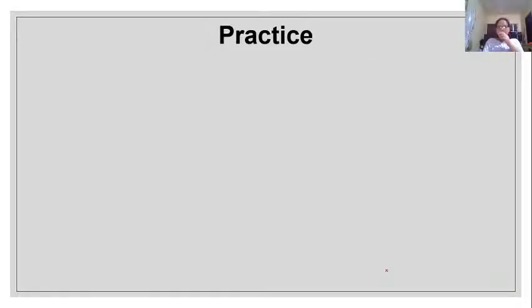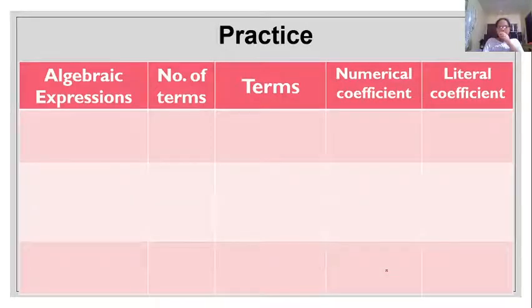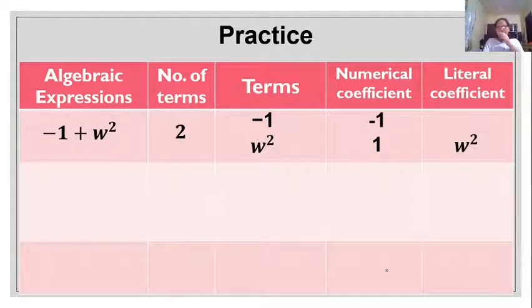So let's have some practice. I will be giving you some algebraic expressions and you try to fill out the table. If we're given negative 1 plus w squared, how many terms are there? So there are two. What are the terms? Negative 1 and w squared. What are the numerical coefficients? Negative 1 and 1. And the literal coefficient, for the first one, there's none, and the second one is w squared.